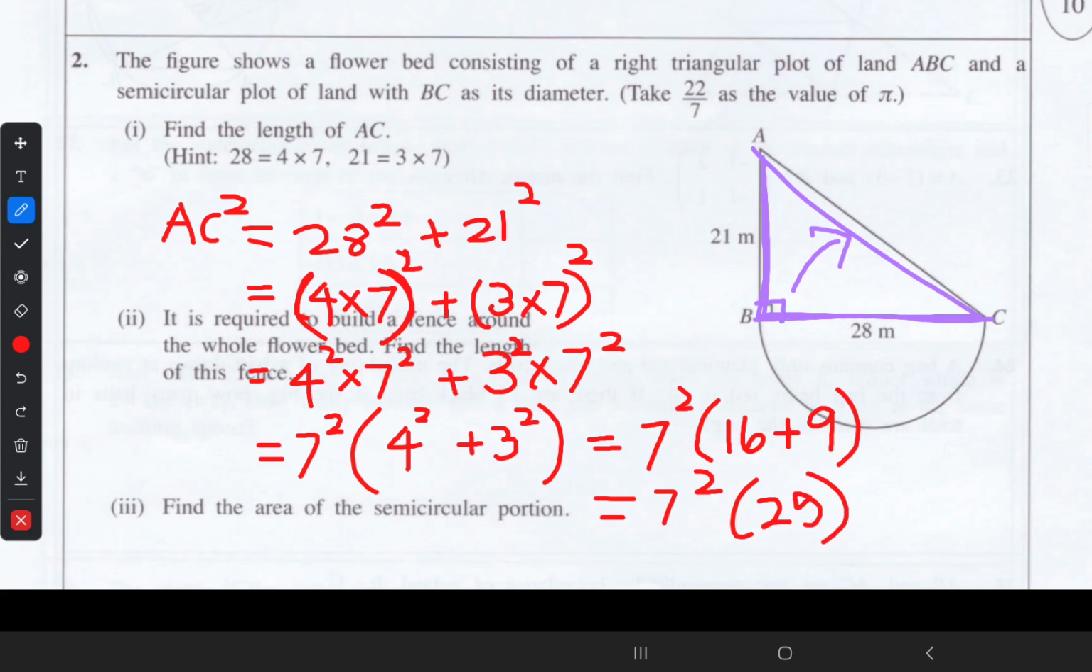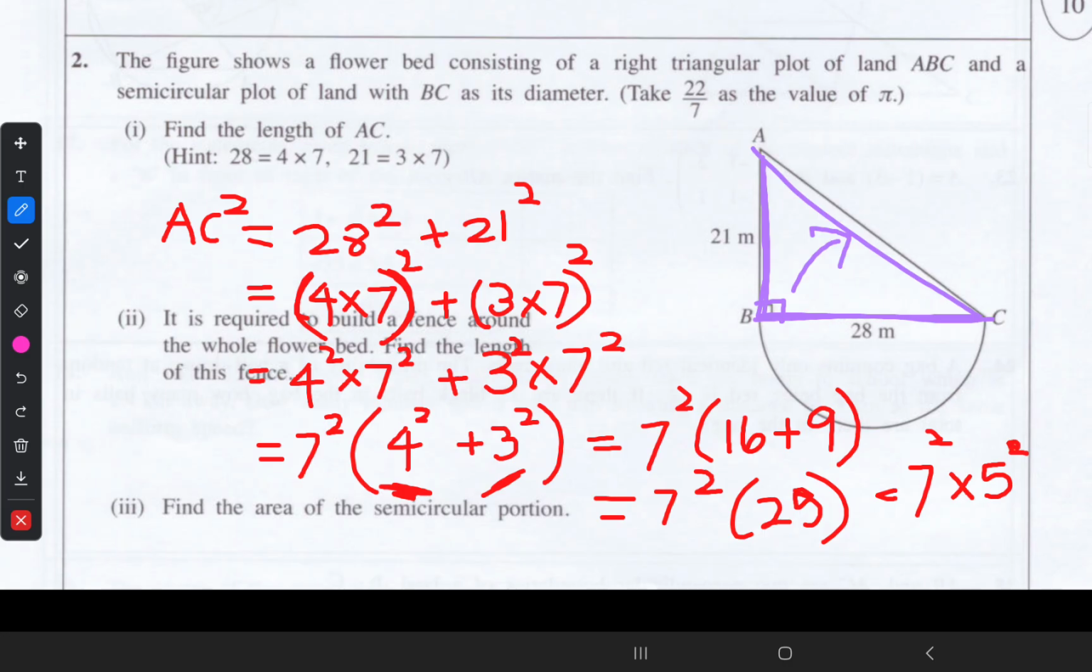Just look at these steps clearly. Don't confuse with these. Each of these steps is very easy. Just look at this factorization. After that, I just expanded these two values. So 4 square 16, 3 square 9. 16 plus 9, it's 25. We can represent 25 as a square number, that is 5 square.